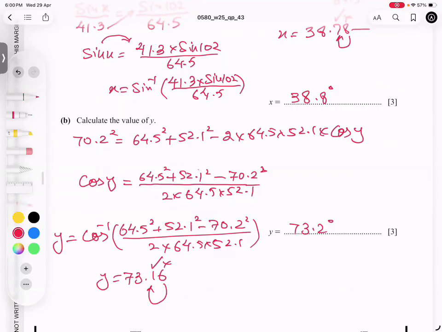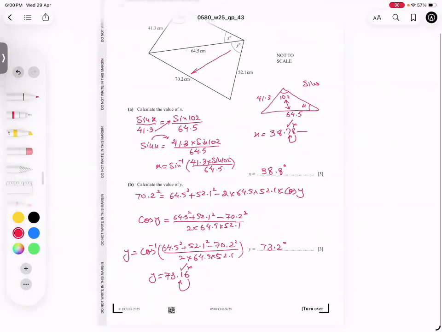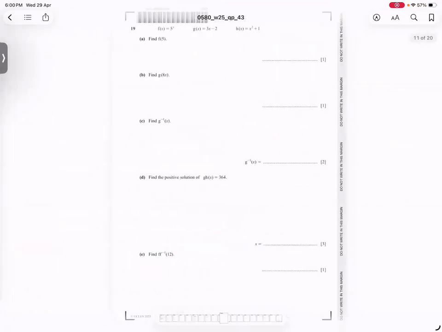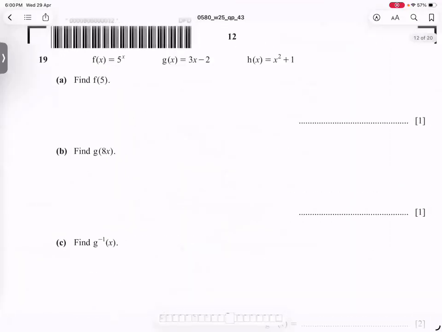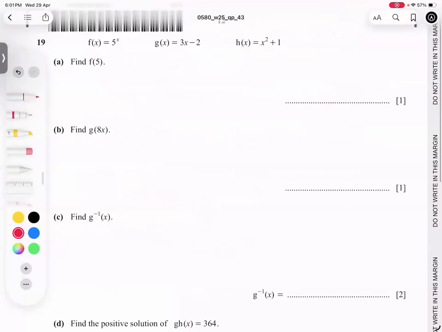I hope the point is very clear. Let's go to the next page, question number 19, functions topic. What is f of 5? First of all, best practice: copy the function without any change. Wherever there is an x, leave empty spaces on both sides, and put this one. So here I'm putting a 5, put here and here.